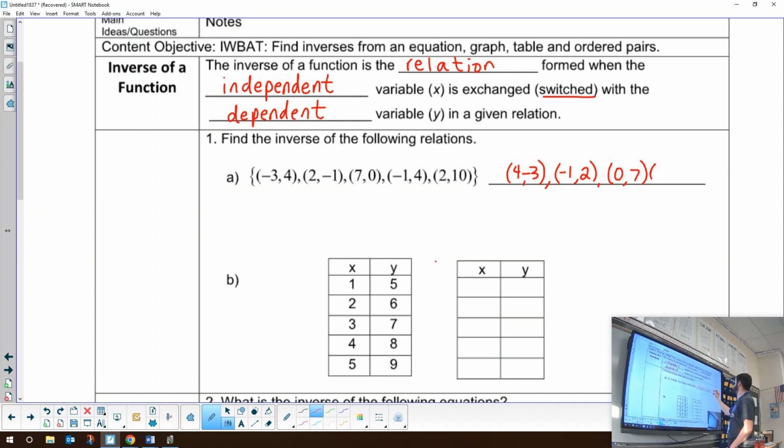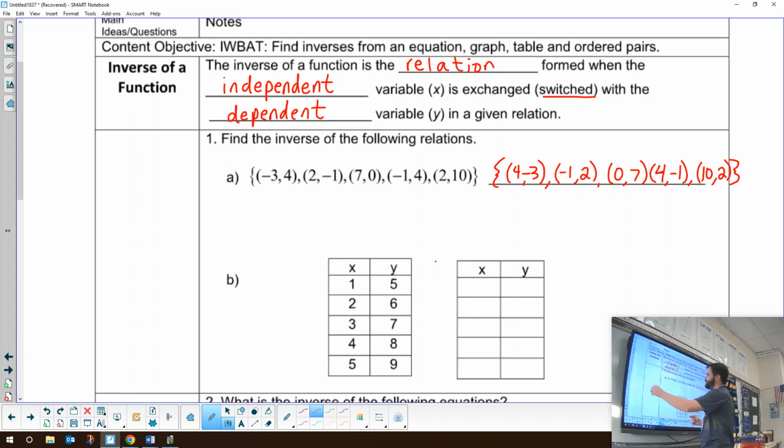My next point is going to be at 4, negative 1. I might run out of room here if I'm not careful. And then my last point is going to be at 10, 2. And then we put these squiggle brackets back on to show that it is a new relation. So you can see that difference there. So what do we do to find the inverse? All we have to do is switch x and y.